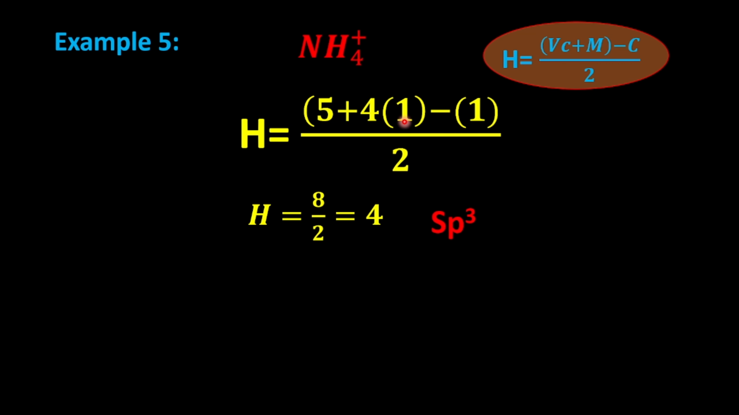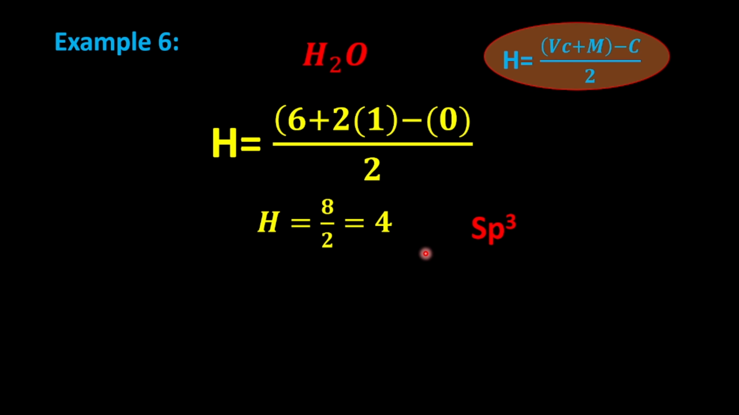Let's move to hydrogen. Is it a monovalent atom? Yes, it is, with a valency of 1. But there is 4 attached to hydrogen. So 4 times 1 minus the charge, which is indicated in this molecule, all divided by 2. So H is equal to 8 over 2, which is equal to 4. And that also indicates that it is sp3, as we saw in the previous slide. Let's take the next example. That is the last one.